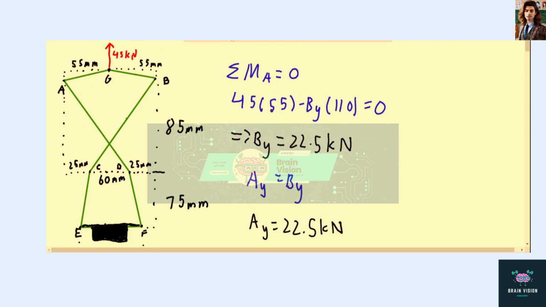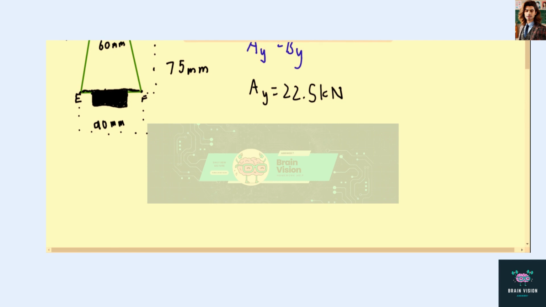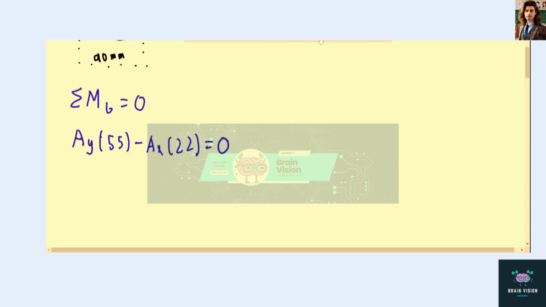So now we can take the sum of moments about the point G. So the sum of moments about the point G is equal to 0. And we can write that as A of y times 55 minus A of x times 22 is equal to 0. And we can plug in the known terms and solve for A of x.